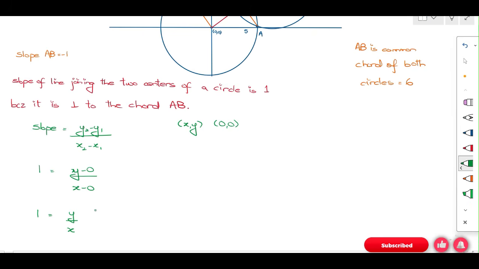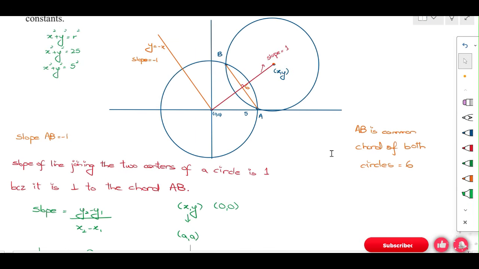How do we get 1? It means the y value is some a, the x value is some a. When you cancel both of them, you will get 1. So the coordinates of the center of the second circle should be a, a, right? So we got these coordinates are a and a, the green one. They have the same coordinates and both are positive.